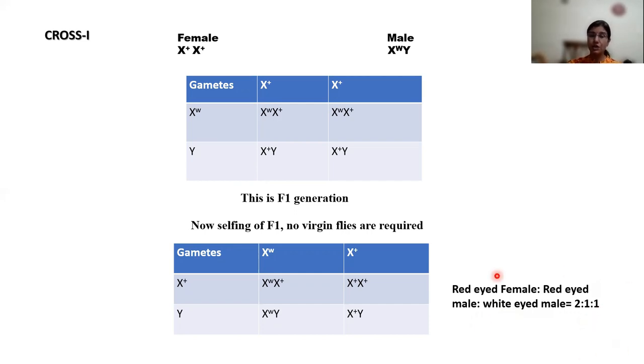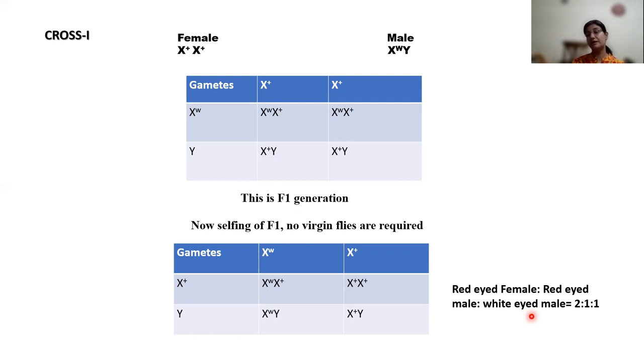So in this cross, when we are crossing red eye and white eye, in the F2 generation, all the females are going to be red eye, while 50% of the males are going to be red eye and 50% are going to be white eye. So what we are getting? We are getting 1:2, 2:1.